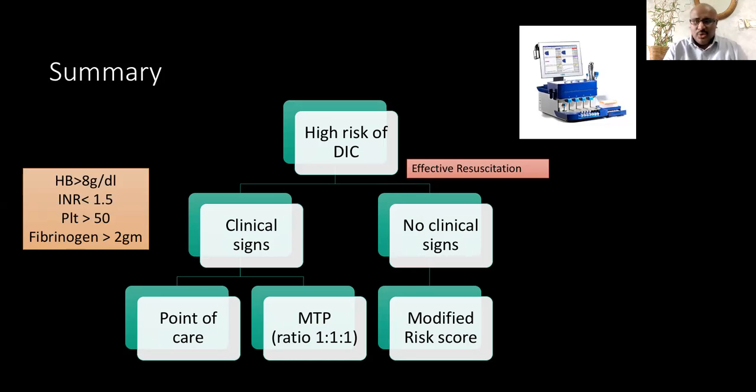On the other hand, if the patient is clinically well and has no clinical signs, you can use a modified ISTH score to guide your need for blood and blood products. And there is a summary on how to manage a patient who has DIC.